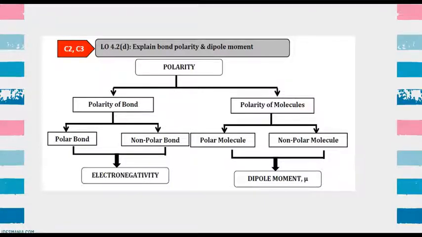Alright, so the other polarity is polarity of the molecules. So in one molecule as a whole, you can determine its polarity, and inside that molecule, the bond also, you can determine its polarity. So, for polarity of the molecule, we have polar molecule and also non-polar molecule. So, how do we know whether that molecule is polar or non-polar? It depends on the dipole moment, or we call it mu. This value of mu, okay, will determine our polarity of the molecules.